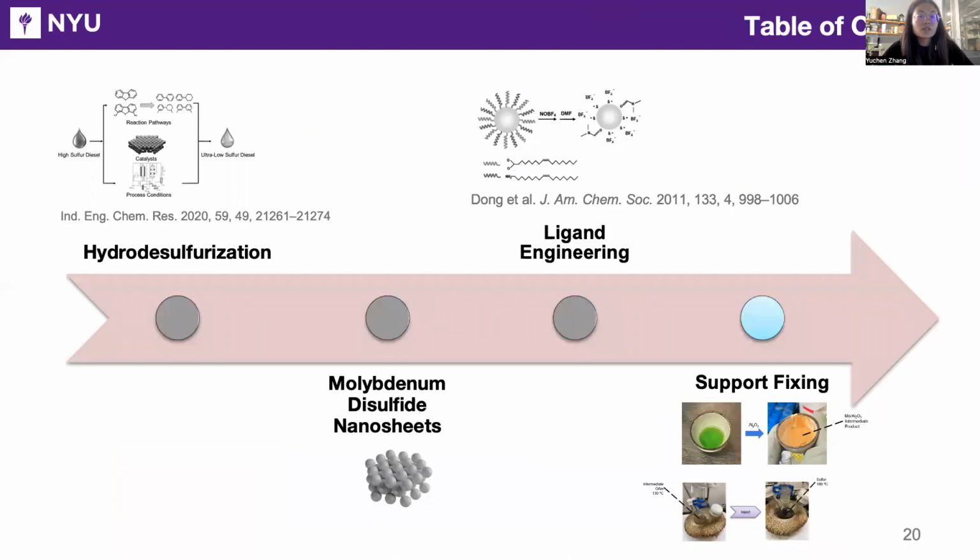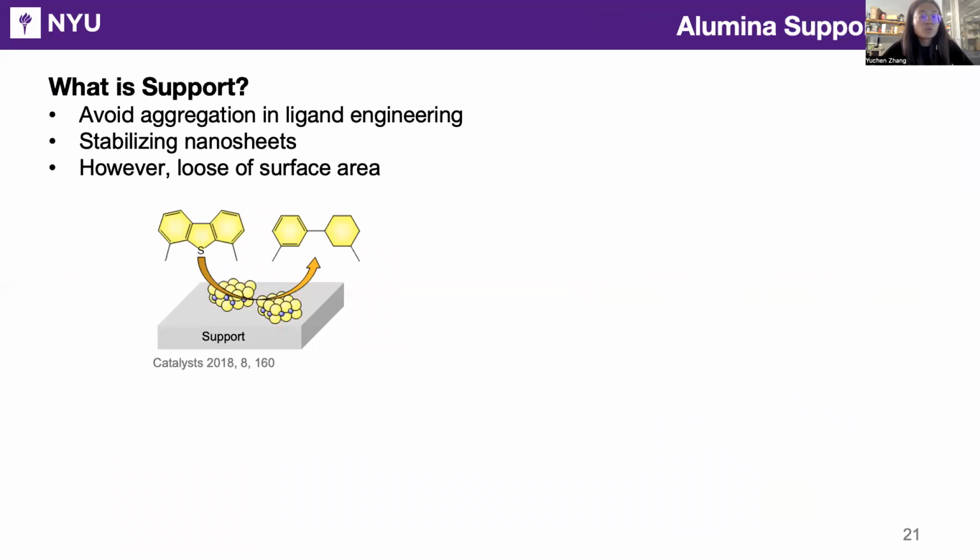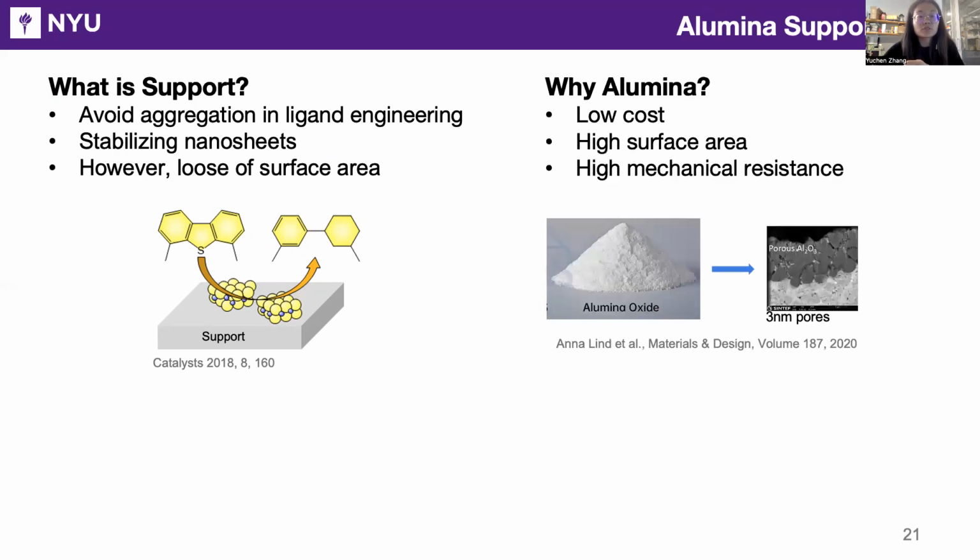There are ways we can do that, and that requires the use of a support. We want our particles to be dispersed and stick to the surface so that they don't agglomerate. In ligand engineering, we hope to have nanoparticles that are stable, but the drawback is the loss of surface area trying to attach to the support. Alumina is a promising candidate for supporting materials because it's low cost, high surface area, and has high mechanical resistance.